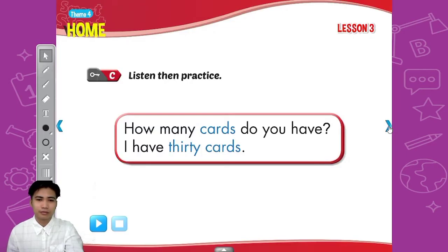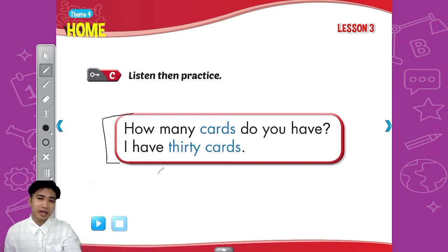C. Listen. Then practice. This is the pattern of our useful language. In our given example, we have cards and 30. The question is, how many cards do you have? The answer is, I have 30 cards. But we can always change the object, the cards. How many robots do you have? How many action figures do you have?